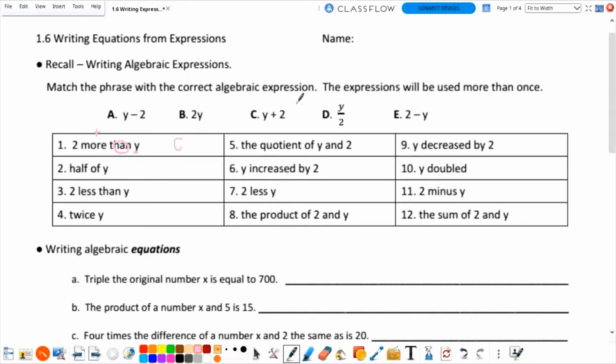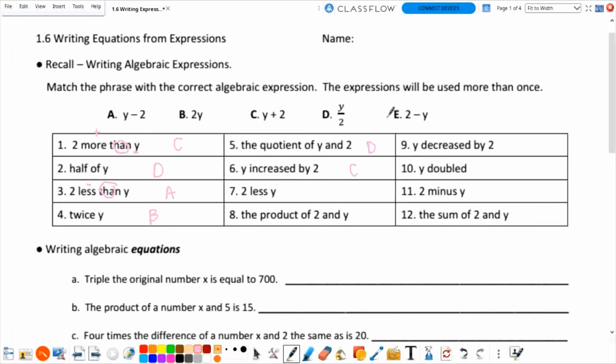Half of y. Well, y divided by 2, that'll give us half. 2 less than y, so once again, we have minus, but that than is a switch word. So instead of 2 minus y, we're going to have y minus 2. Twice y, that's 2 times y, B. Then we have the quotient of y and 2. Quotient means we are dividing, so it's got to be y divided by 2. Y increased by 2, that's y plus 2. 2 less y, that's 2 minus y.